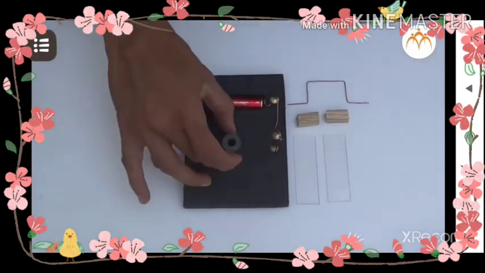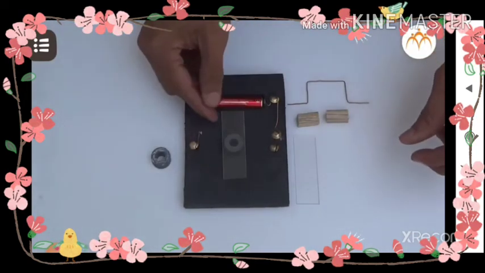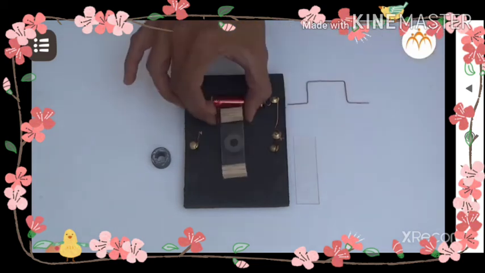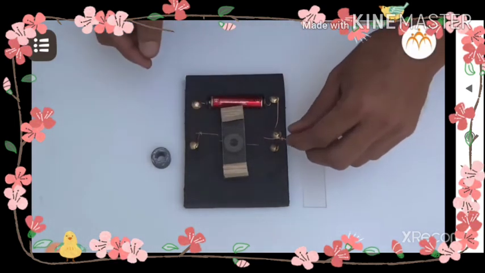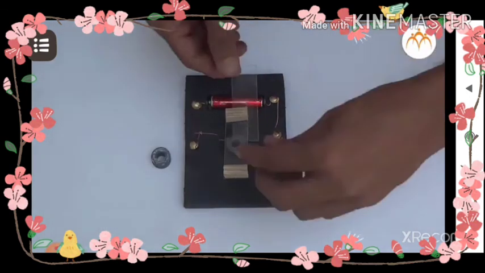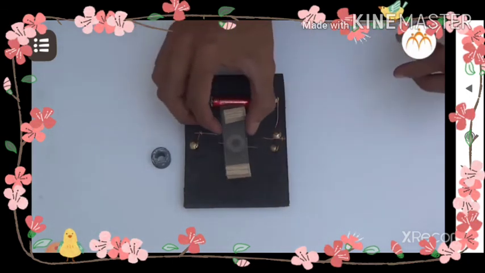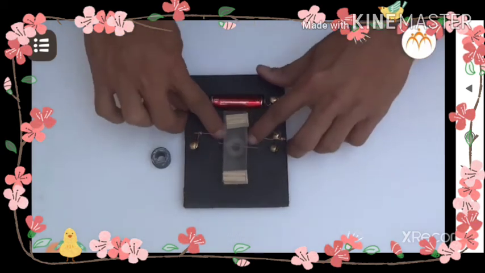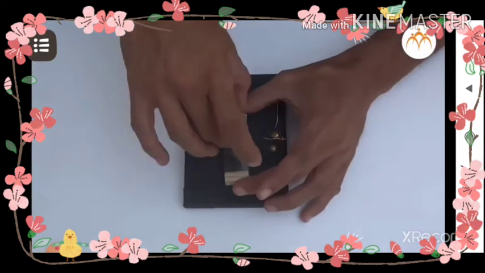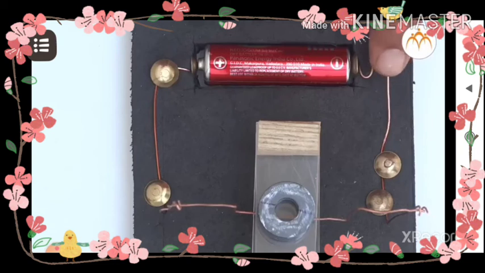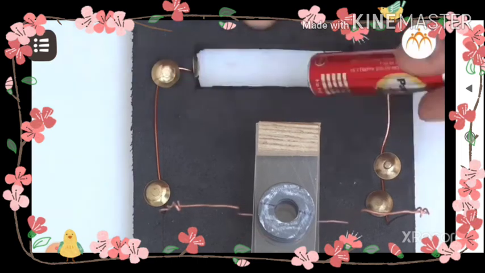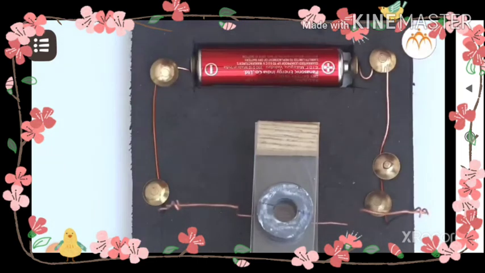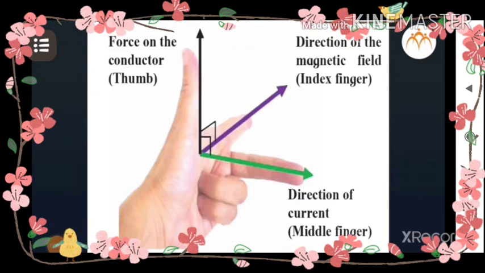Now let us do a small activity. Taking a ring magnet, mark its north and south pole. A rectangular copper piece, freely suspended, can move in a horizontal direction. When current passes through the copper wire in the presence of a magnetic field, a force is exerted on the wire. If the direction of the current is reversed, the direction of the force also gets reversed. This experiment clearly shows that a force is exerted on the conductor.